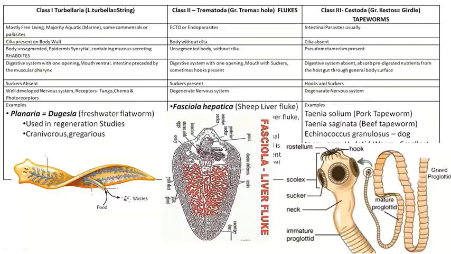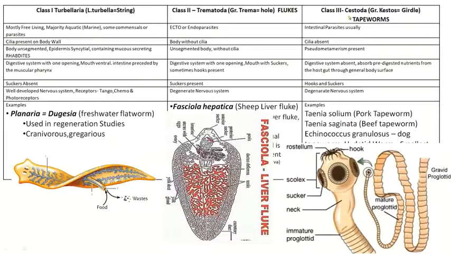Now see, class 1 Turbellaria, they are mostly free living. All are not free living, they are mostly free living. The majority of them are aquatic, found in saline marine water. Some are commensals and very few are parasites. Trematodes have no free living form. They are either ecto or endoparasites. Ectoparasites we have.